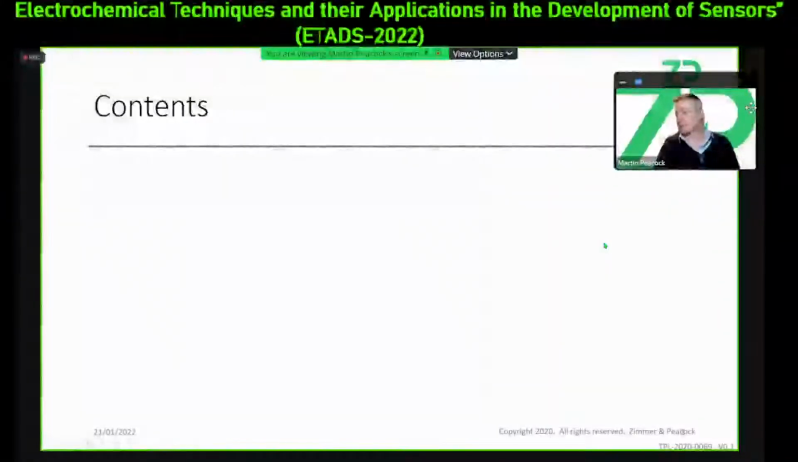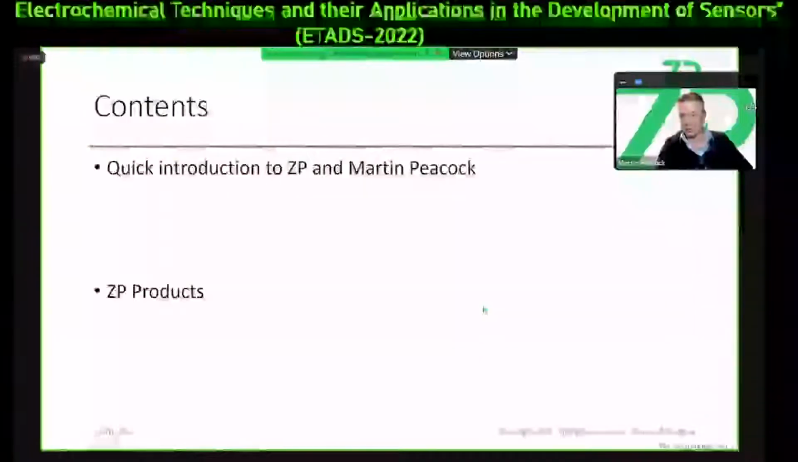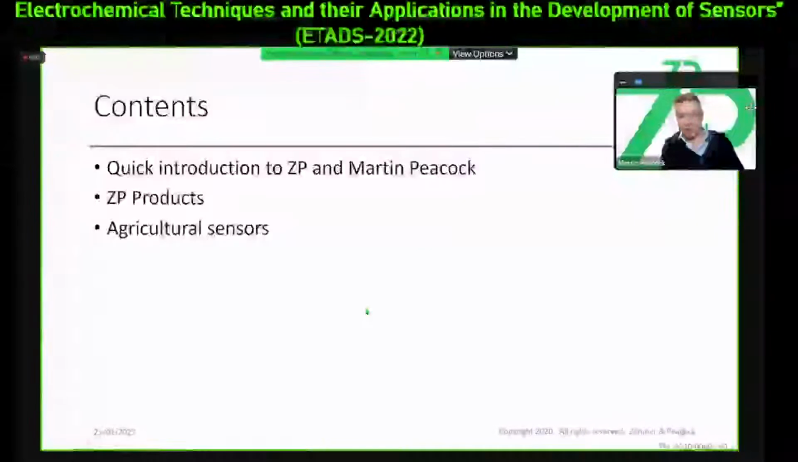As I say, I'm going to do a 30-minute introduction. I'll do a quick introduction to ZP and myself, not too long, a quick introduction to some of our products, and a quick talk on agricultural sensors.